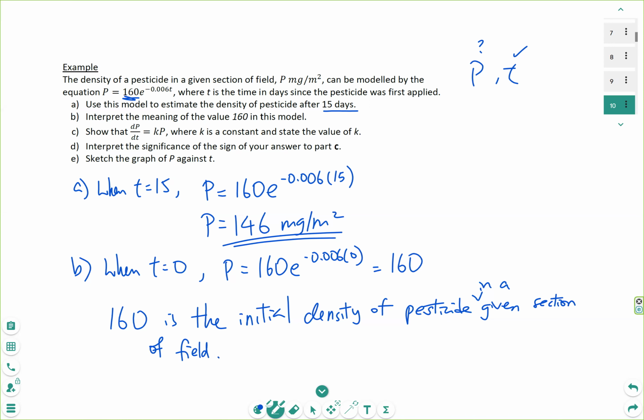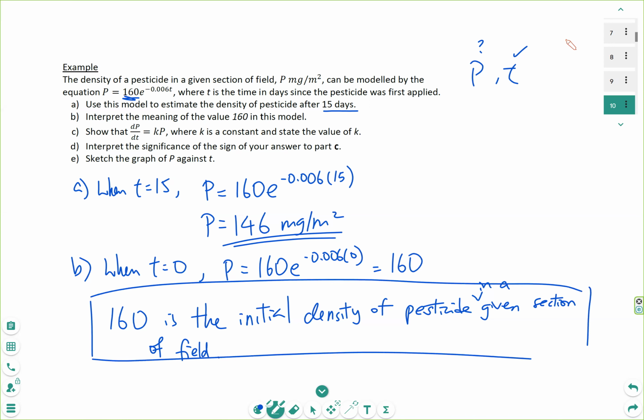Okay, so that's the answer we're looking for. The main word is initial. Okay, the keyword is initial. Part C: show that dp by dt equals kp, where k is a constant, and state the value of k.